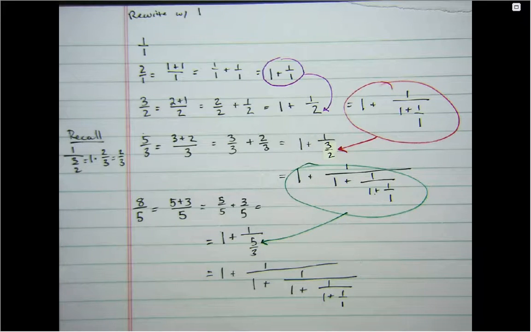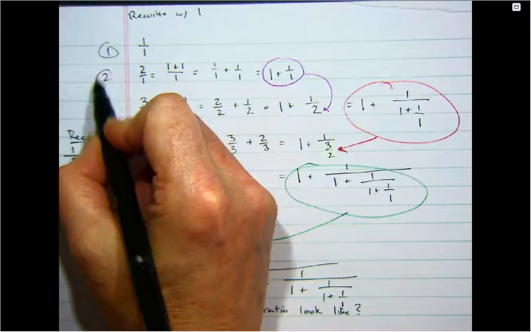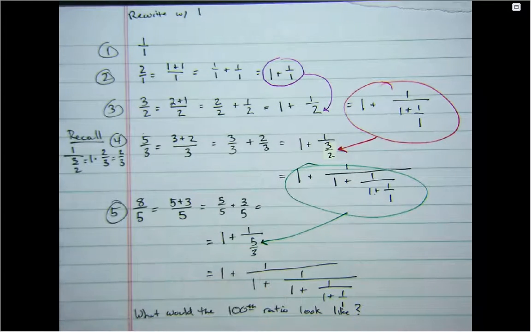So what do you think the 100th ratio would look like? We did the first ratio, second ratio, third ratio, fourth ratio, fifth ratio. What do you think the 100th ratio would look like? Well, you can think about that, and we will talk about it on Friday. Okay, I'll see you on Friday.